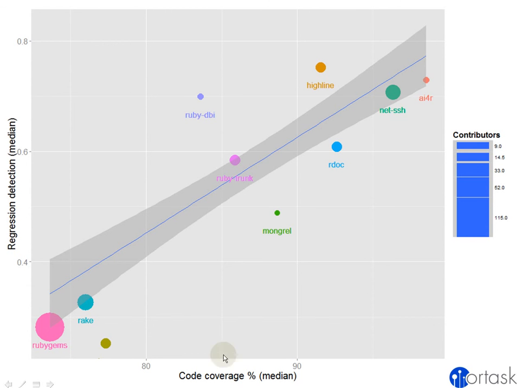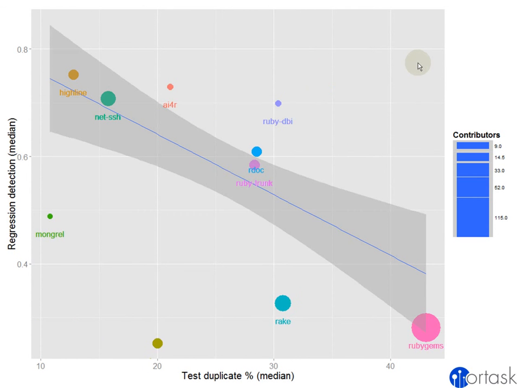And you can see that the higher the coverage, the higher the regression detection capability of your test. Okay, and this is expected. However, this is very interesting and very telling: the higher the amount of duplicates in your test suite, the lower the regression detection capability it has.